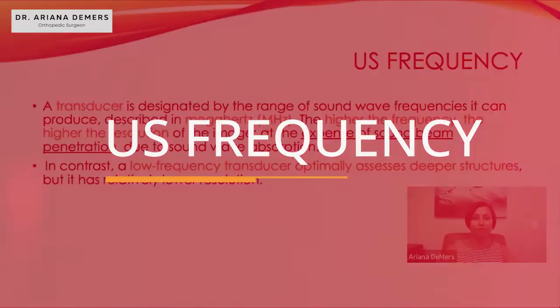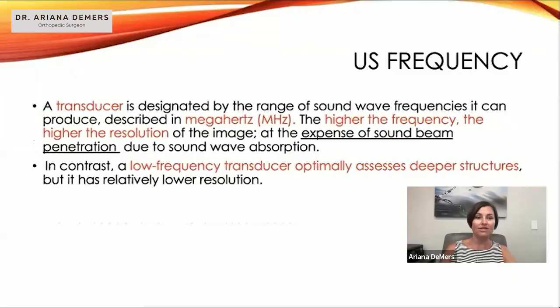When we talk about ultrasound frequency, the transducers are designated by the range of sound wave frequencies it produces, and that's described in megahertz. So the higher the frequency, the higher the resolution or clarity or granularity of the image, but that is at the expense of the sound beam penetration due to the sound wave absorption. So the higher the frequency, the more clear you can see it, but the depth is not going to be as accessible. With the low frequency transducers, you are able to assess those deeper structures, but at the expense of resolution. You have a lower resolution picture.